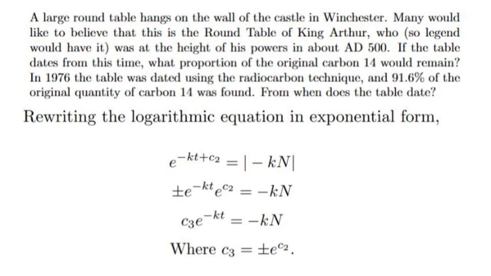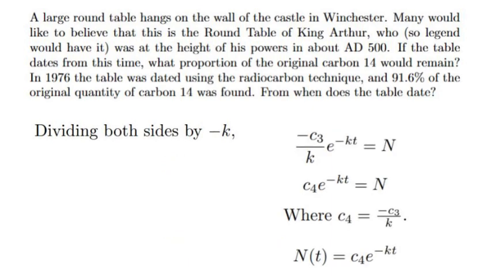We're going to take the inverse of the absolute value of both sides, and then we're going to set constant c3 equal to plus minus e to the power of c2. Finally, we are going to divide both sides of our equation by negative k, isolating N entirely. We are going to set new constant c4 equal to negative c3 k. This provides us our general solution. N(t) is equal to c4 times e to the power of negative kt.